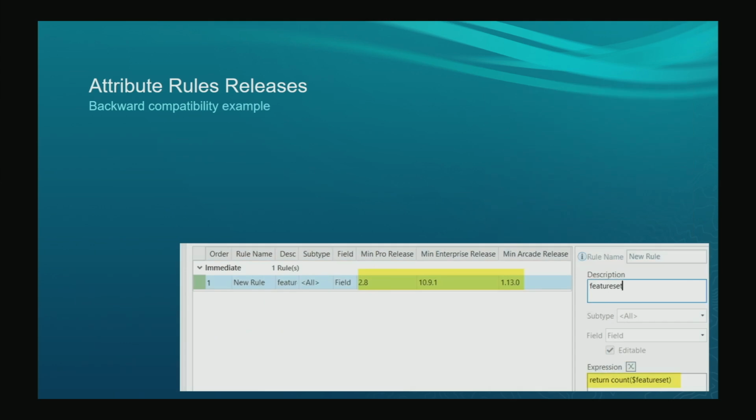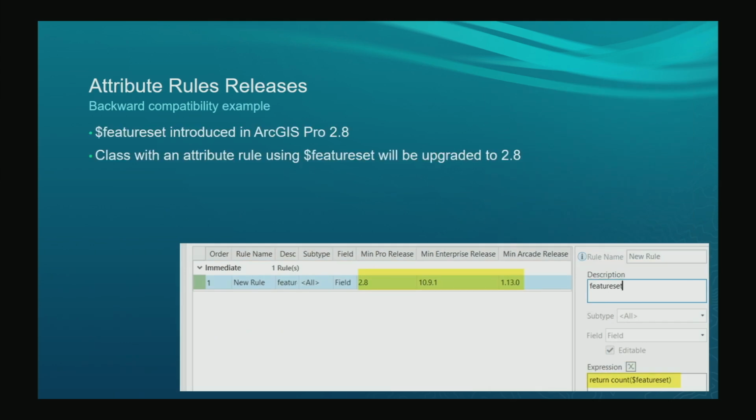Let's give an example, actually. $sign feature set was introduced in Pro 2.8, right? If you used $sign feature set in your script, $sign feature set, by the way, gives you a pointer to your current data set. So you don't have to do feature set by name yourself, essentially. It's just a convenient global. So once you do that, this class will not be able to be opened in Pro 2.7 or earlier releases. And correspondingly, it won't be able to be opened by those Enterprise releases as well.